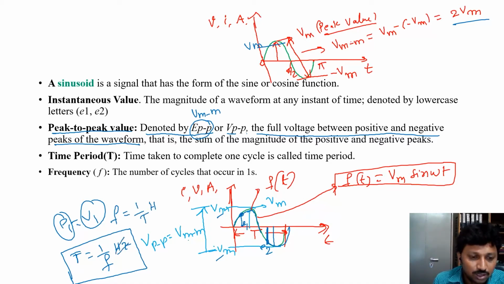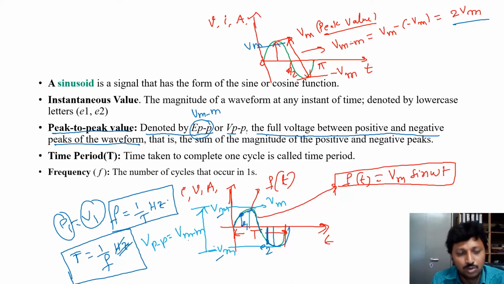Frequency is equal to 1 by T, and the unit is hertz. So these are the sinusoidal waveform parameters. I explained it. Okay, so next what are we going to see?